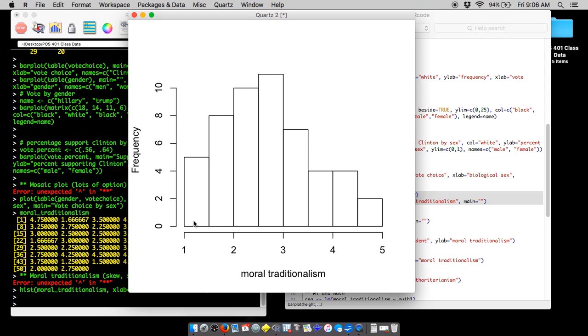Or they value them less. Right? And this is the frequency, so this is the number of people. What we can see here is about 5 people who we would say do not value moral traditionalism, and here we have 2 people that really do value moral traditionalism, with lots of people in between. This would be the modal category, right? The category selected most frequently would be sort of this 2.5 to 3.